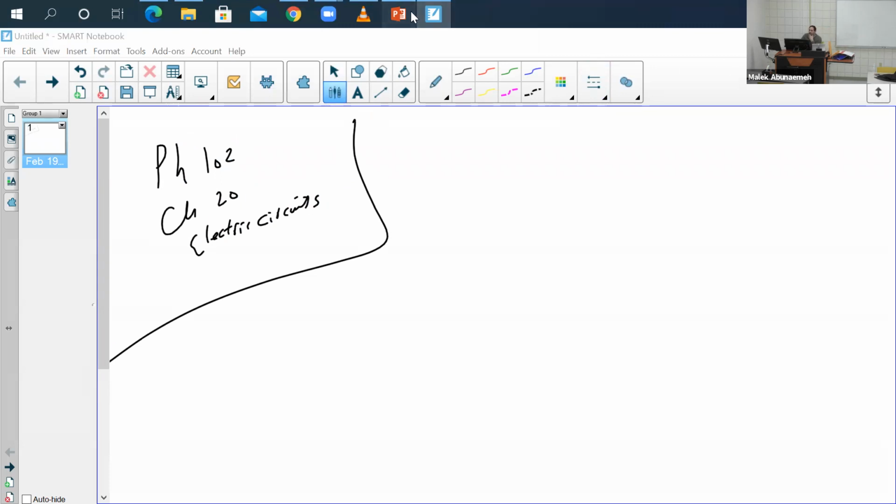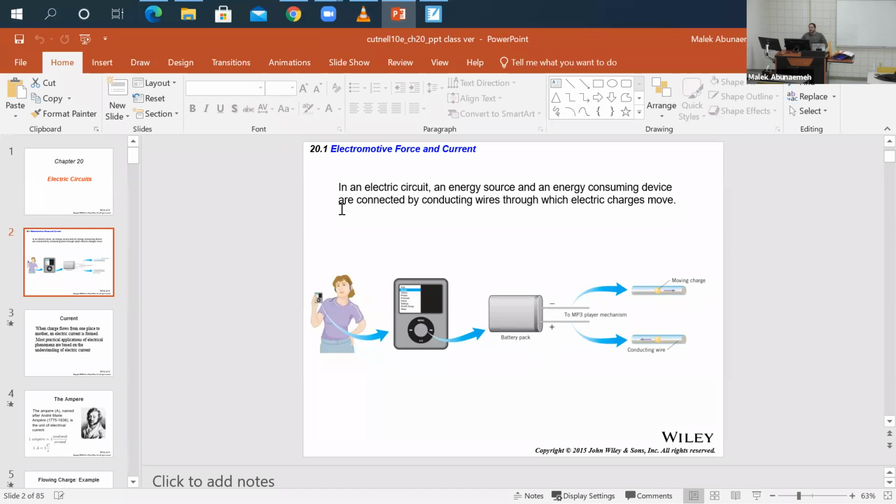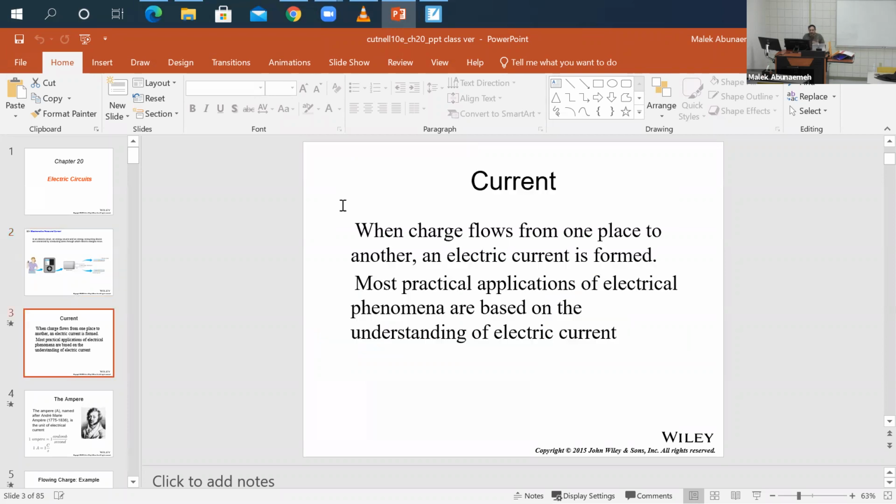So, in an electric circuit, an energy source and energy-consuming devices are connected by conducting wires through which electric charge moves. Now, the first thing we want to define is your current. When charge flows from one place to another, an electric current is formed. Most practical applications of electric phenomena are based on our understanding of electrical current.